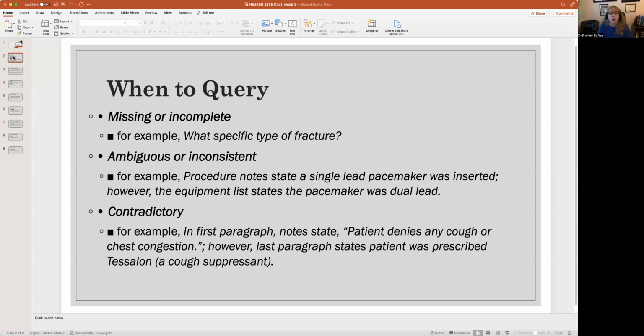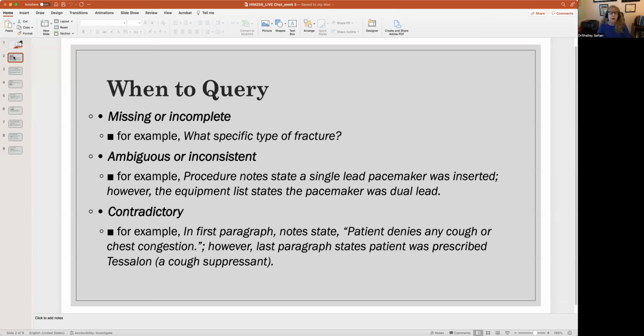Now, again, querying is not challenging. You're not saying, well, doctor, you don't know what you put in this patient, single lead or dual lead? Come on, you've got to tell us what you did. We need the truth. You can't handle the truth. The fact is that it needs to be there and it's your job to catch it, and then ask the physician to complete the information or correct the information.